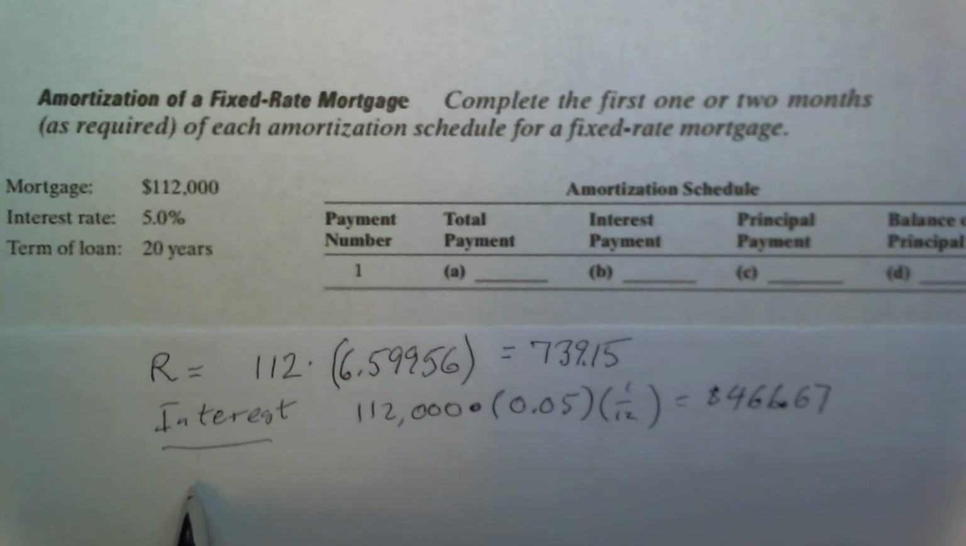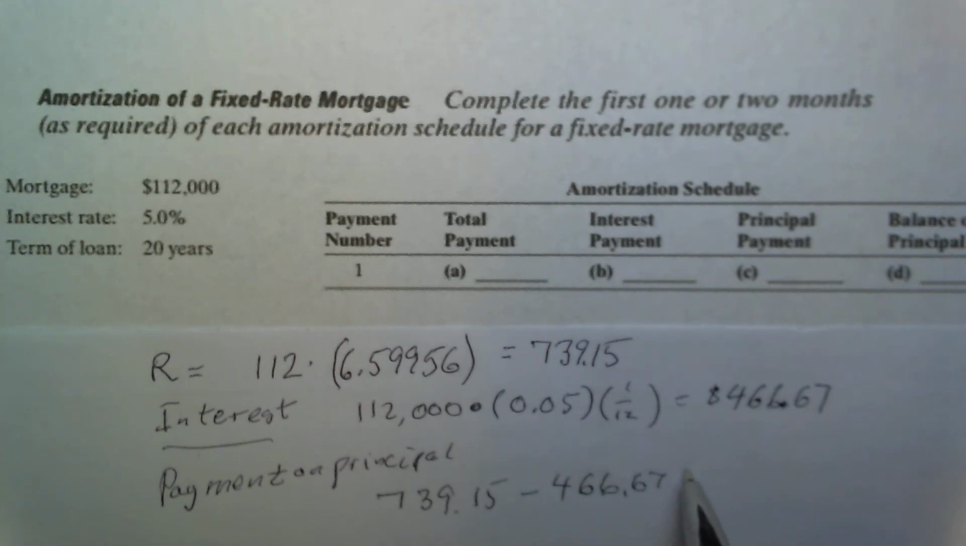And then the payment on the principal is the difference between the regular monthly payment and the amount paid towards the interest. So in other words, we subtract from $739.15 the interest of $466.67. So that's equal to $272.48.